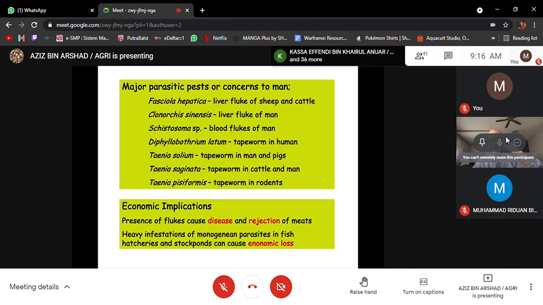Diphyllobothrium latum is the tapeworm found in human. Taenia solium is the tapeworm found in man and pigs. Taenia saginata is the tapeworm found in cattle and then men. Taenia taeniaeformis is the tapeworm found in rodent or rat. So these are examples of the platyhelminths that cause harm to either our livestock or that later come to our body through the consumption of raw, uncooked meat, and then are able to live in our body.